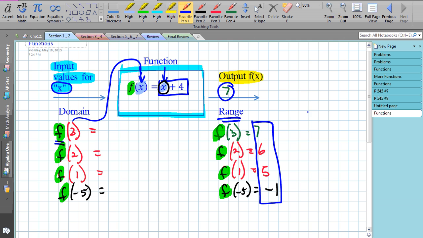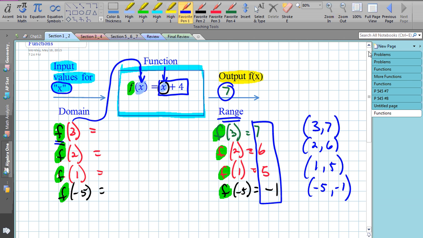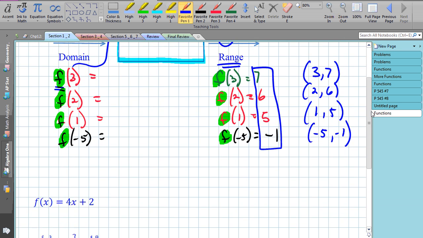Right? You may also want to think of these as coordinates. Notice if you plug 3 in, out pops a 7. If you plug 2 in, out pops a 6. If you plug 1 in, out pops a 5. If you plug in negative 5, out pops a negative 1. And we could do this, like I said, for fractions, decimals. You name the number, we can plug it in, and we can get an output value. So get used to how functions are written and their format.